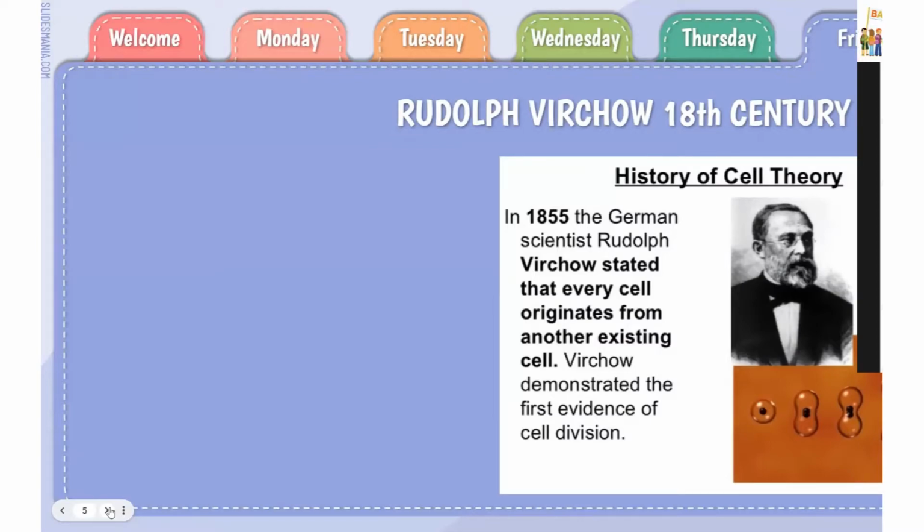He said, no, you guys are wrong. The cell actually originates from cells which are already existing. So Virchow stated that every cell originates from another existing cell, such as all humans come from humans who are already existing. In the same way, cells will come from cells which are already existing. Does it make sense? The cell division and such things we are going to study in the future.